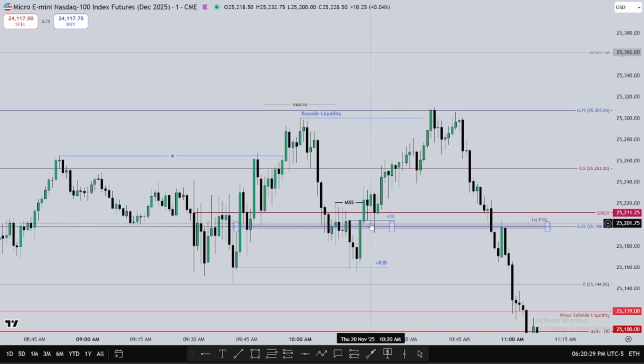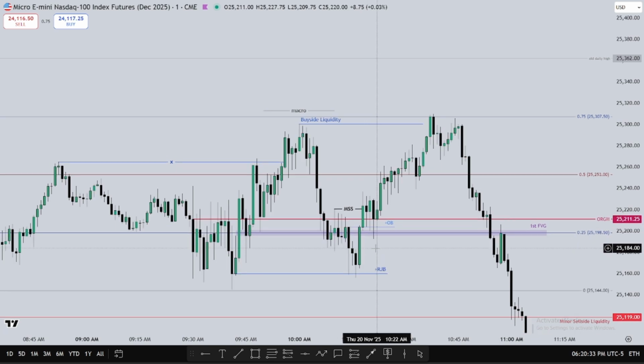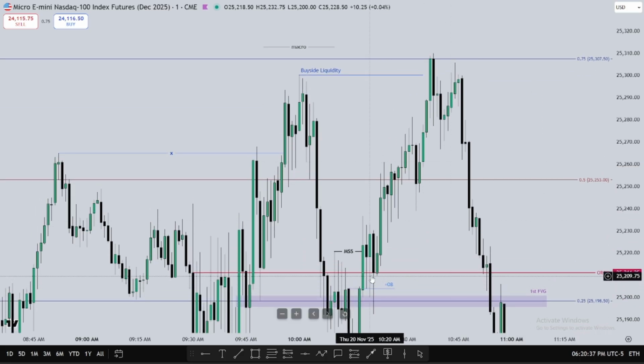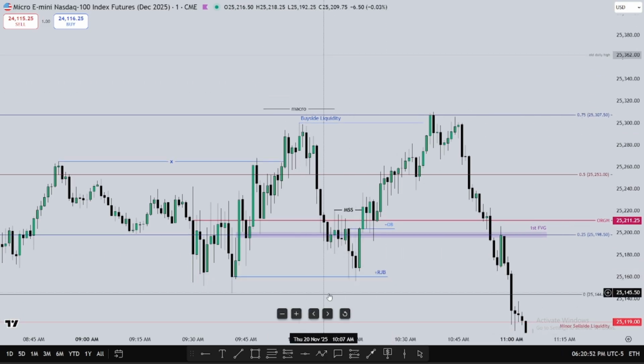So as you can see, we fail to reach it, tap it here, but we're only wicking into it, very responsive. Look at the bodies. It closes at the opening range gap high, opens below it, trades up, fails to reach it, and then off to the races again. Fair value gap inside of the 10-20 macro to support price in its direction to go to the buy side, since we failed to reach the sell side.